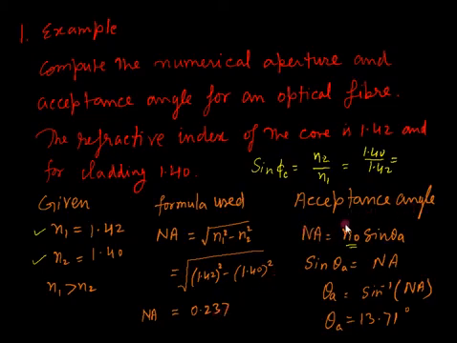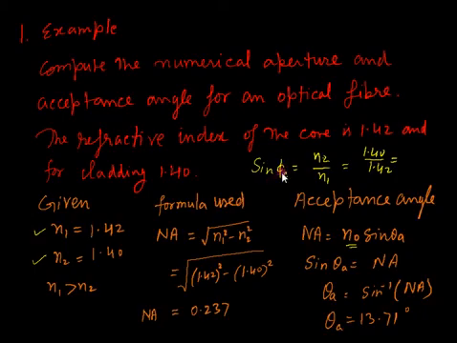For the acceptance angle, numerical aperture is equal to N naught sin theta A. This is the formula. Numerical aperture you have solved out from here. Put that value, take the sine inverse of that, and as a result you will get theta A. That is the acceptance angle, 13.71 degrees.